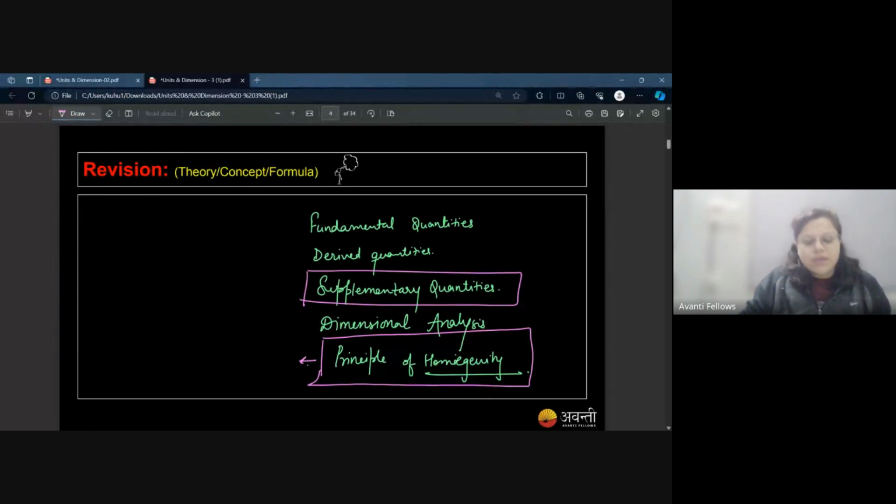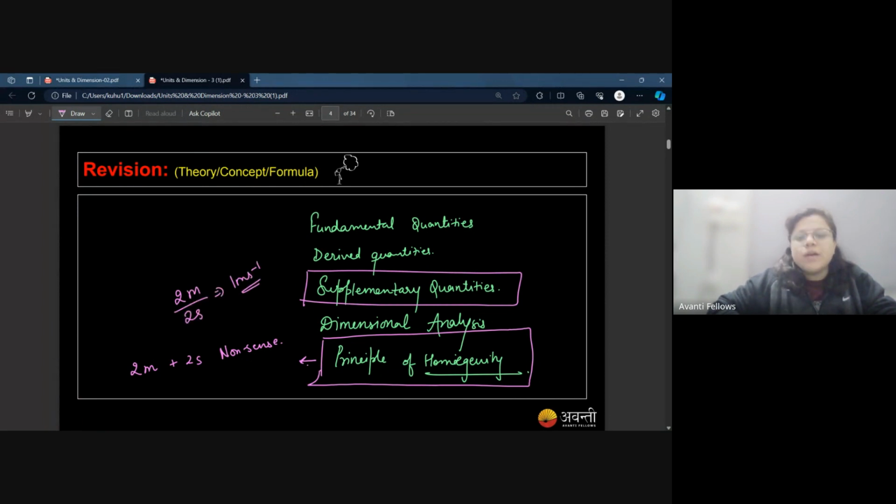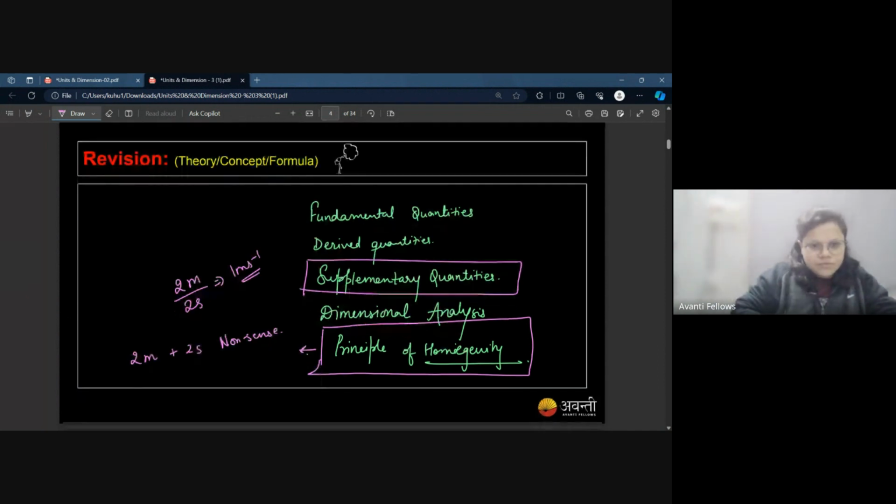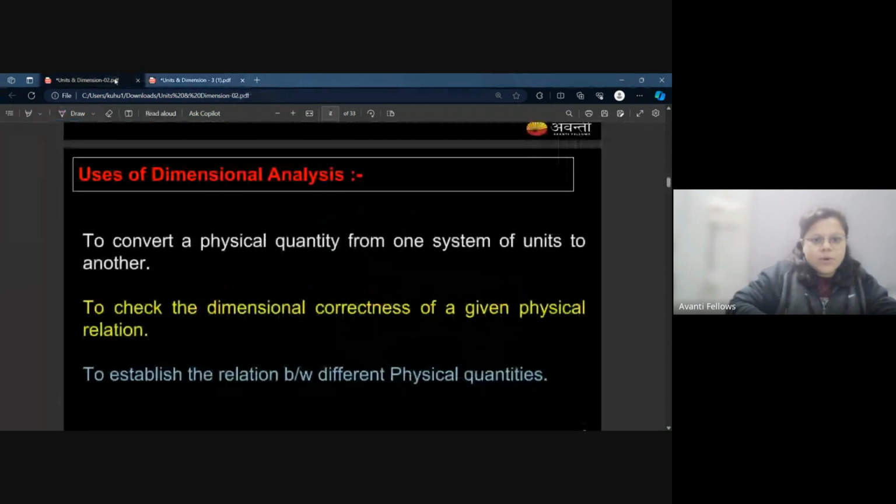Here we have a sentence that you cannot add 2 meter and 2 seconds. That is nonsense. You can add or subtract only those quantities which have the same dimension or same units, but I can multiply or divide different quantities. For example, 2 meter divided by 2 second gives me 1 meter per second, which is okay, but 2 meter plus 2 second is nothing, right? So let's come to a question first.